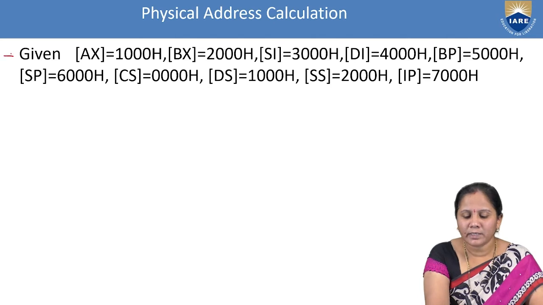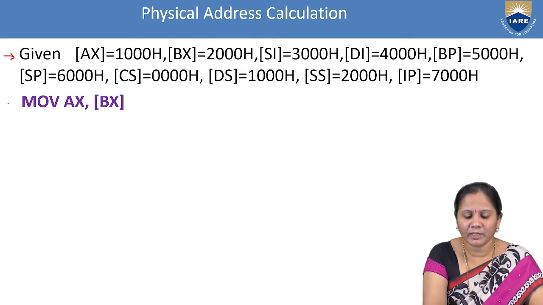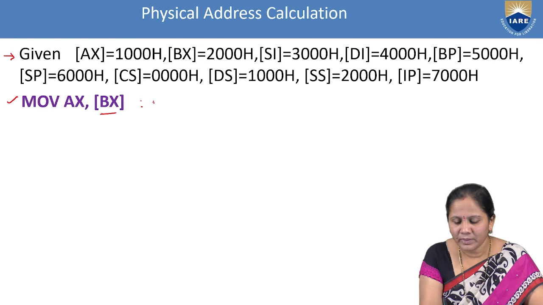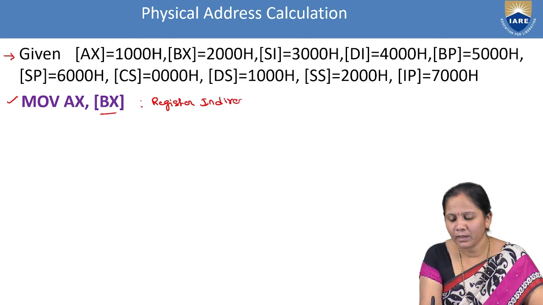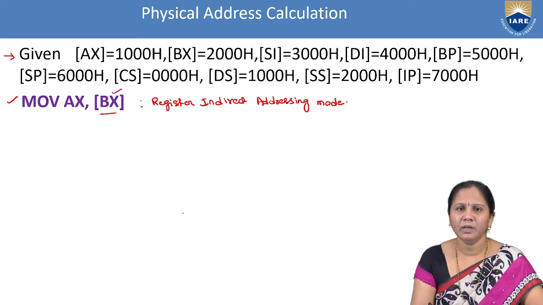Next, considering the same given data, the next instruction is MOV AX, [BX]. Here BX is kept in the brackets. The register is specified as a part of the instruction, but it is kept in the brackets. This comes under register indirect addressing mode. Why? Because the register is specified as a part of an instruction, but it is specified indirectly, that means by keeping it in the brackets.